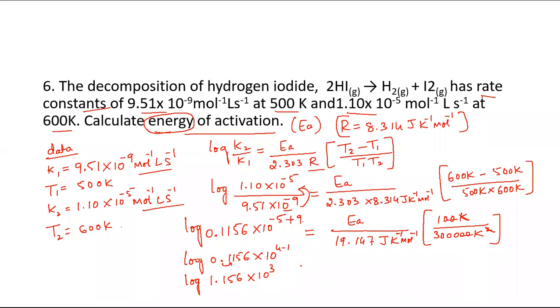Therefore, 3 is equal to EA divided by 19.147 joule per Kelvin per mole. Let it remain as it is. This one, let us divide: 1 divided by 3000, so your answer will be 0.00033. What remains is per Kelvin. This goes up as per Kelvin, so per Kelvin cancels. Only joule per mole is remaining.